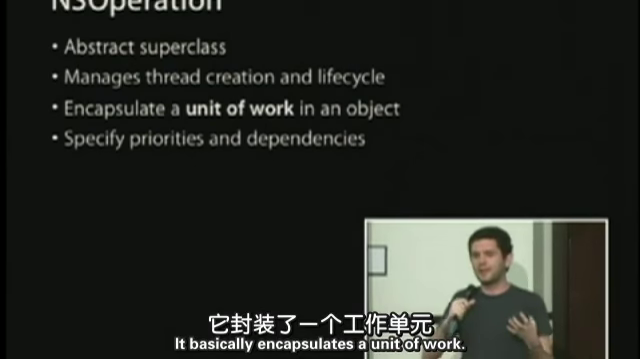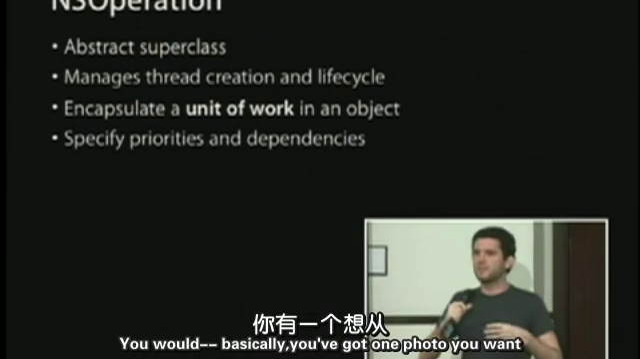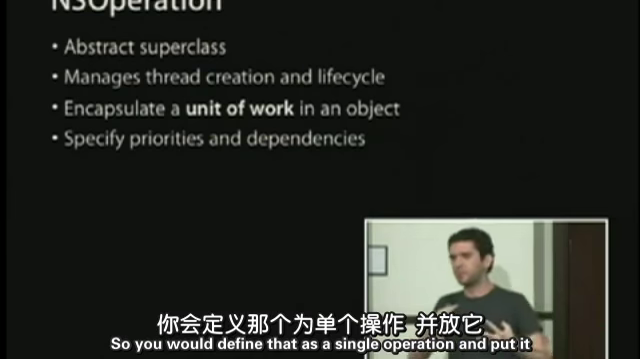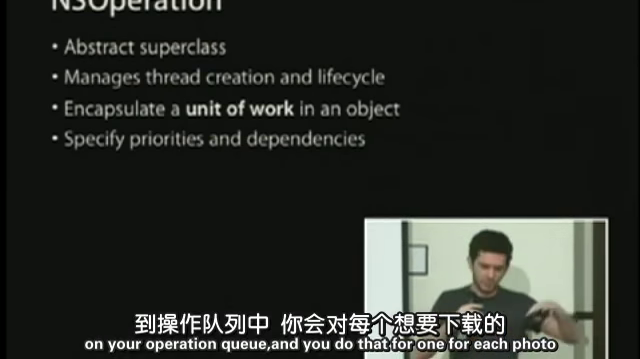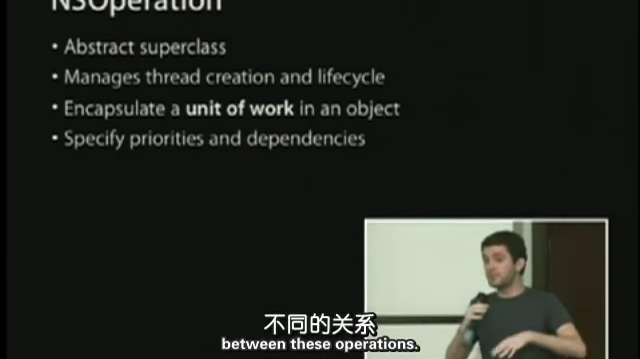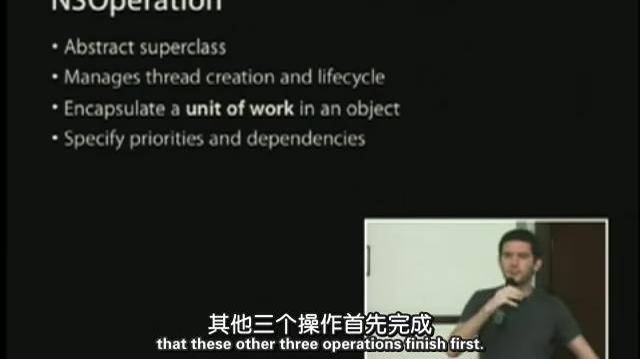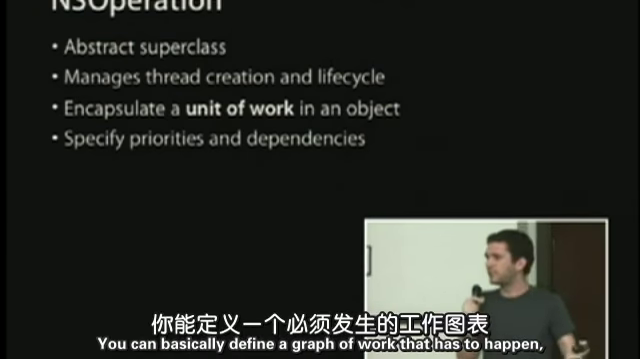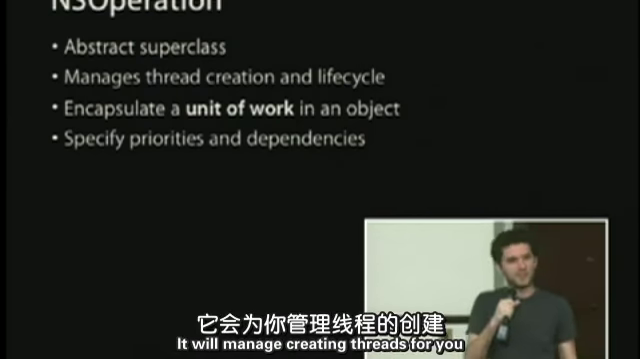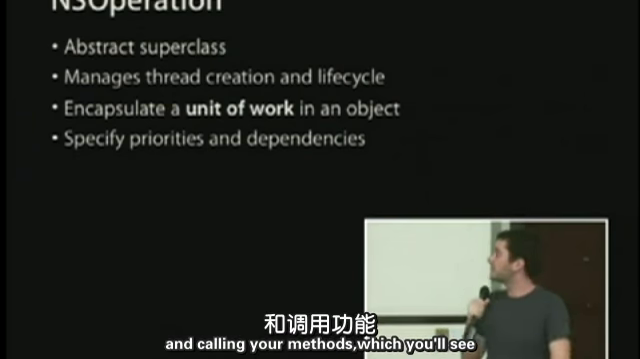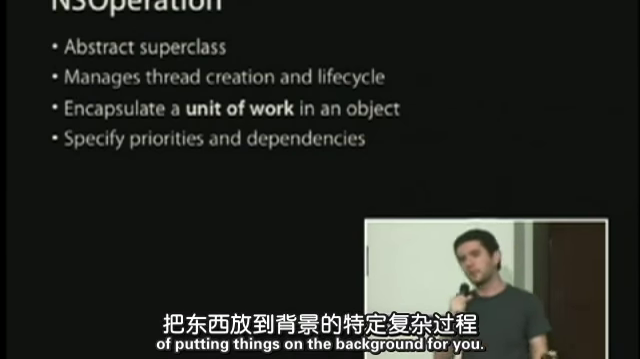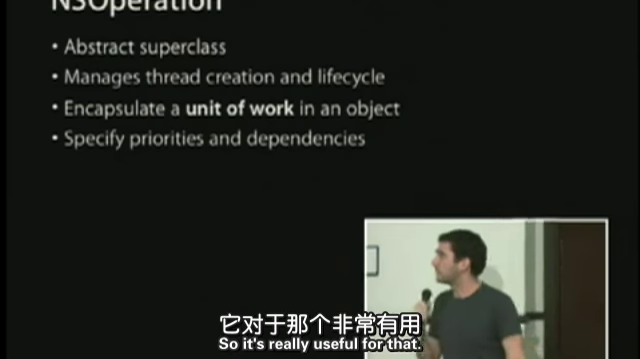It basically encapsulates a unit of work. You've got one photo you want to download off the internet, so you would define that as a single operation and put it on your operation queue. And you do that for each photo that you wanted to download. You can specify different relationships between these operations. So, one operation requires that these other 3 operations finish first. You can basically define a graph of work that has to happen, put this all into the operation queue, and let it go. It will manage creating the threads for you and calling your methods, which we'll see in just a second here. And basically, it handles the specific complexities of putting things on the background for you. So it's really useful for that.